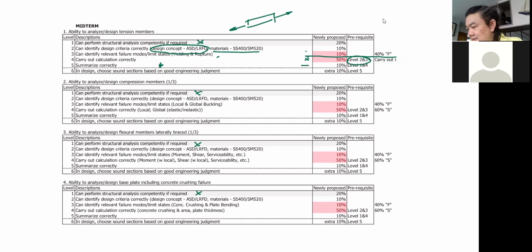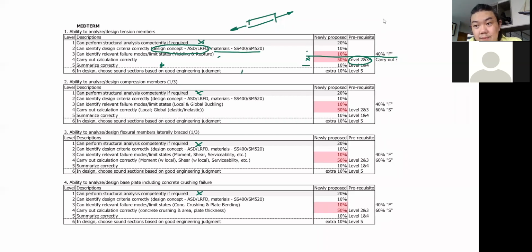Okay, and then the 6th level here is a special thing. It is awarded to someone who can do things beyond the call of duty. So if you play the game Call of Duty, that's what I mean. For example, you demonstrate that you have good engineering judgment by selecting the lightest member and therefore the most economical one, and something like that. Okay, and the template is pretty similar to all other aspects of design. So we are okay with this one, I hope.